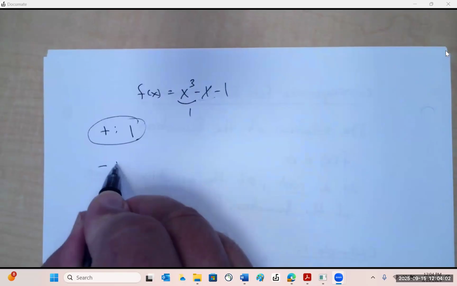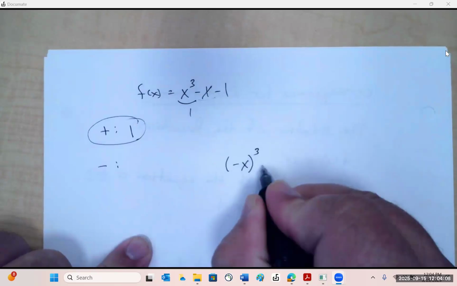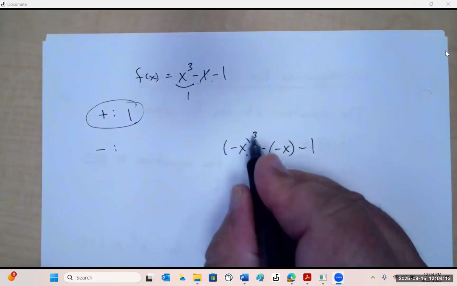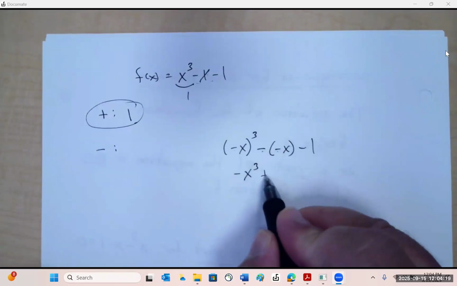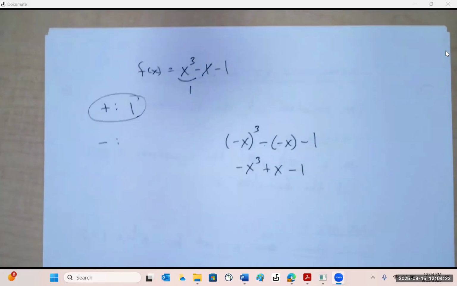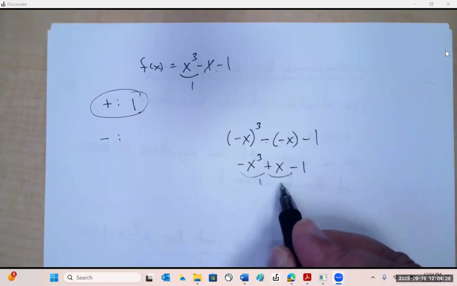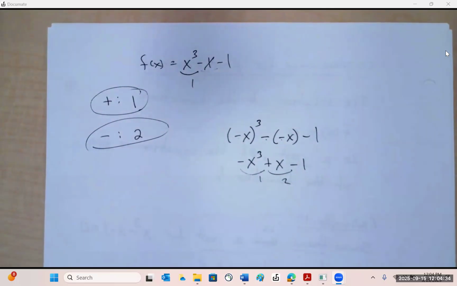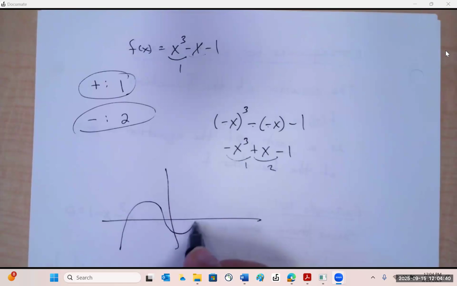How many negatives? Well, to find the negatives, we change all the x's to negative x. Negative x cubed makes it negative x cubed. Negative negative makes it a positive. So how many sign changes here? There's 1, there's 2. So we're going to have 1 positive and 2 negative solutions. In other words, our graph will look something like this.